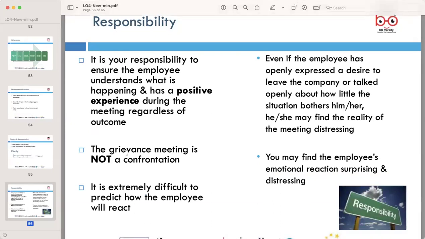Your responsibility extends to ensuring that the employee comprehends the situation and has a positive experience during the meeting, irrespective of the outcome. Emphasize that a grievance meeting is not a confrontation, but an opportunity for resolution. Acknowledge the unpredictability of how an employee may react, even if they have expressed a desire to leave or downplay the situation. Be prepared for unexpected emotional reactions which may differ from the employee's earlier expression. So sensitivity is crucial for fostering a supportive and constructive work environment.